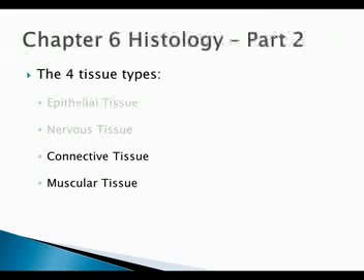Okay, so we're getting into part 2 of chapter 6 right now. We've already covered epithelial and nervous tissue, and now we're going to talk about connective and muscular.